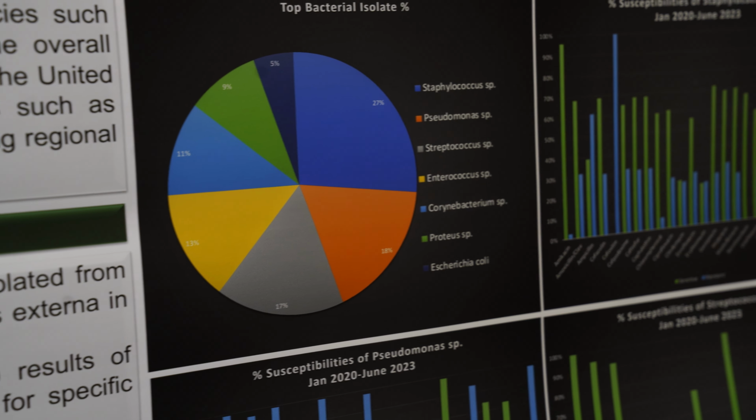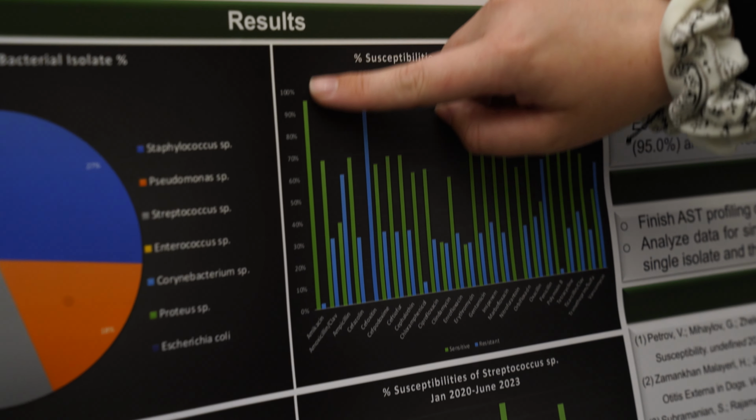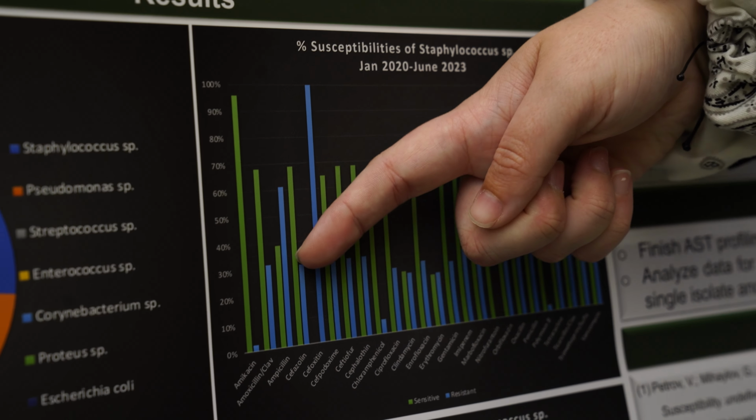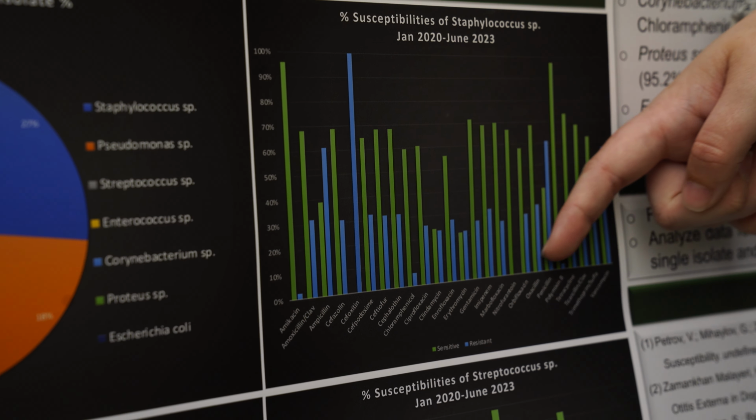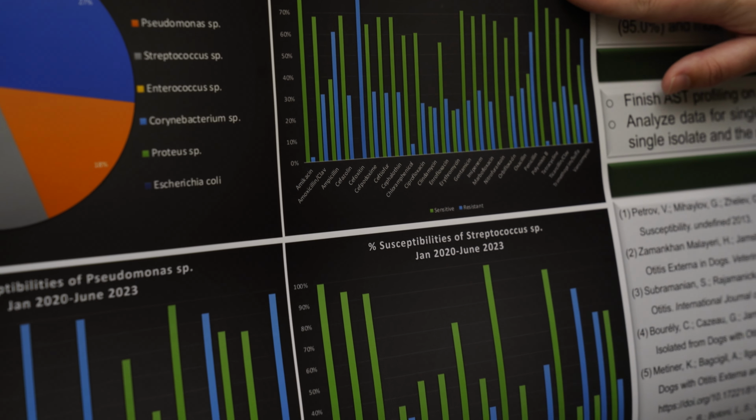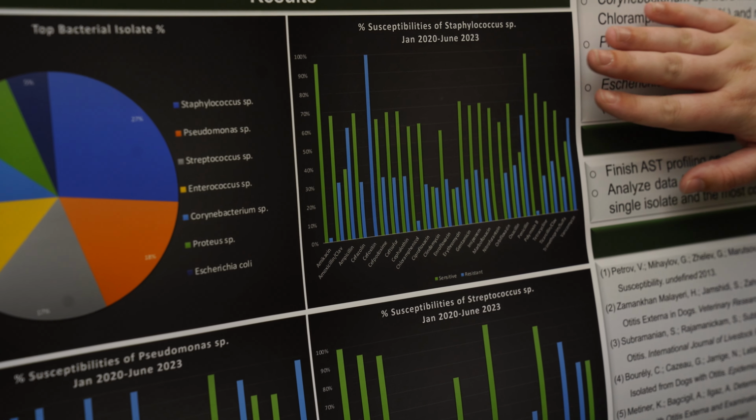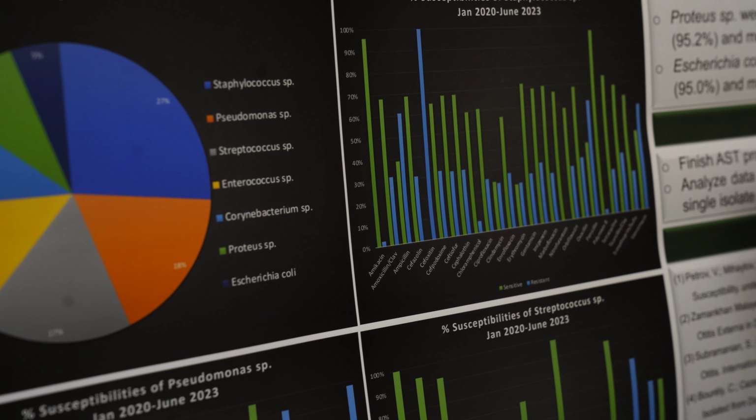In our results, you see the top 7 bacterial isolates that we found in our study. And here are the graphs of the AST profiles. On the y-axis, you have the percentages. On the x-axis are all of the different antibiotics that were being tested. In green are the sensitive results, and in blue are the resistant results.